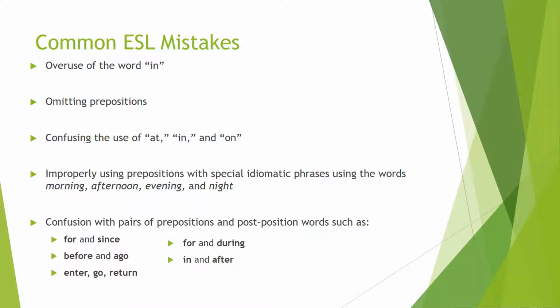Common ESL mistakes include confusing the uses of at, in, and on, omitting prepositions entirely, both of which often are caused from native language interference, and improperly using prepositions with certain idiomatic phrases, or with confusing pairs such as for and since, or in and after, which have similar meanings but aren't used the exact same way.